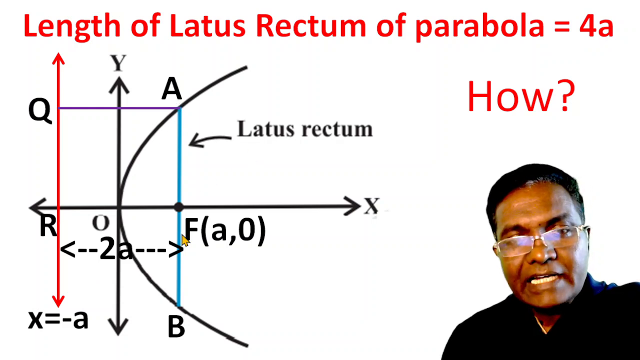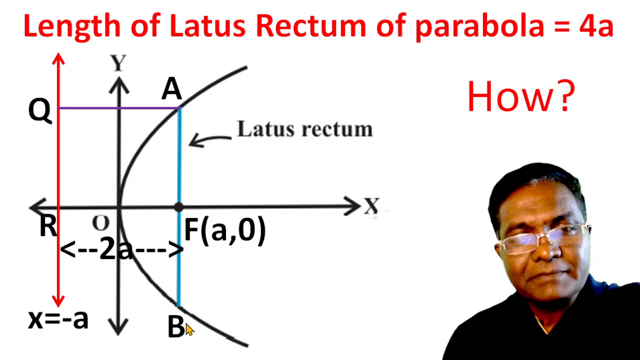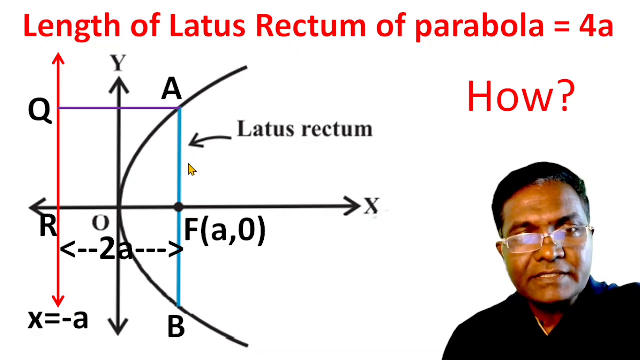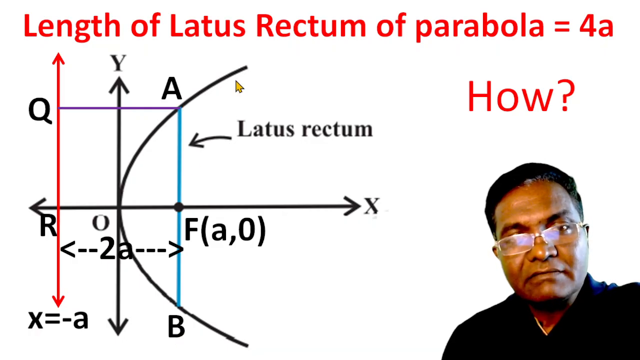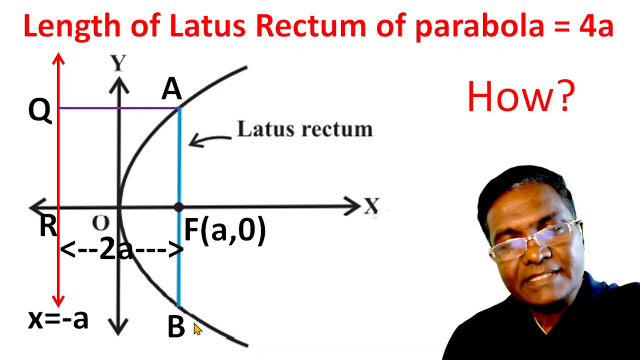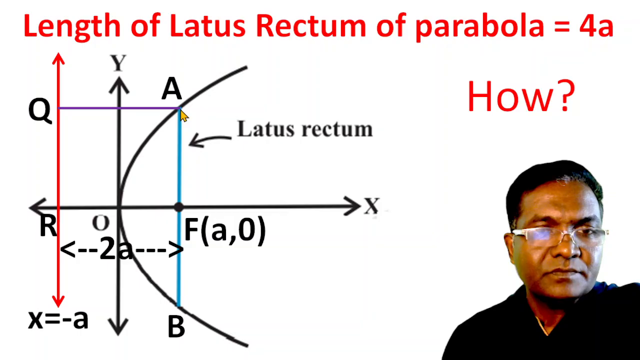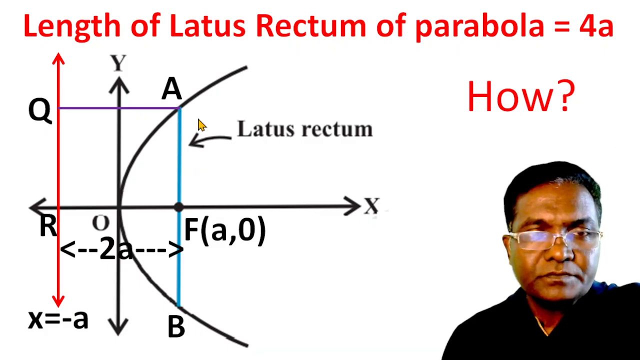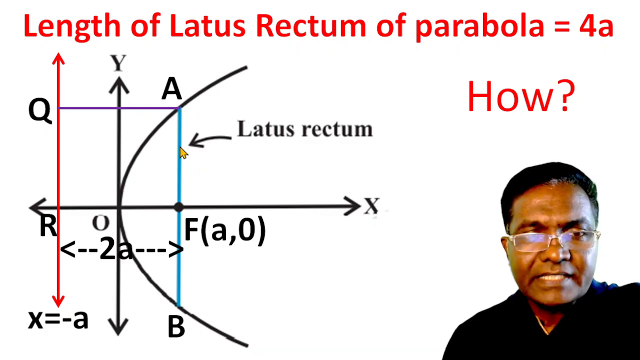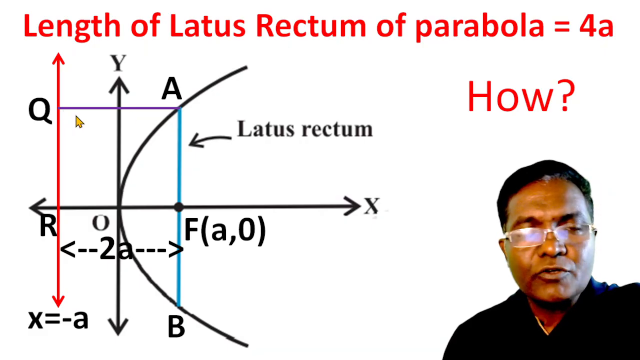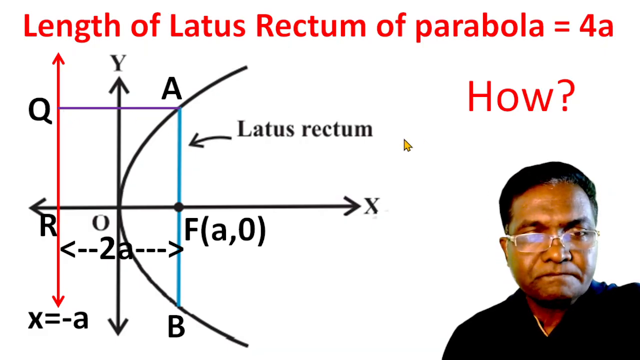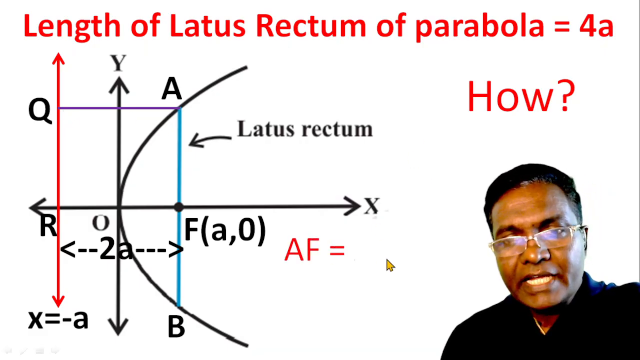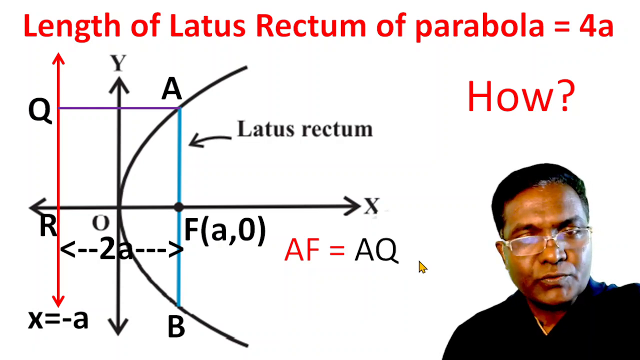Now see here, the latus rectum is a line segment passing through the focus, perpendicular to the axis, and ends on the parabola. So here AB is the latus rectum. Now by the definition of parabola, AF is equal to AQ. As I mentioned, always AF is equal to AQ by the definition of parabola.